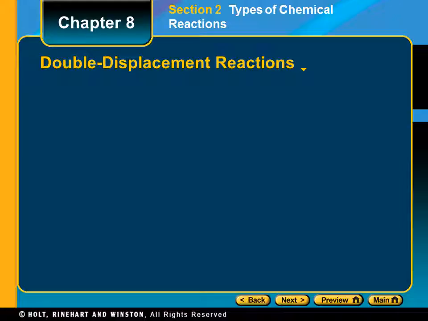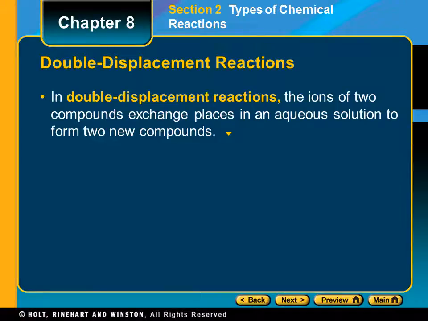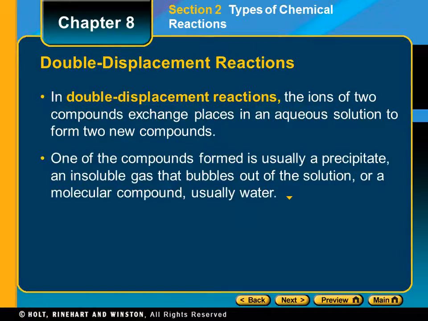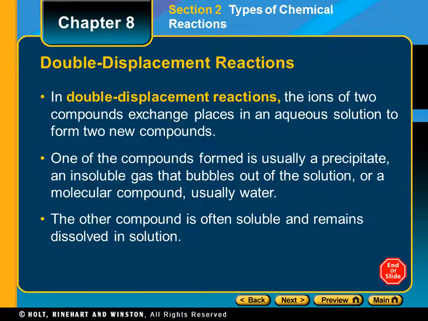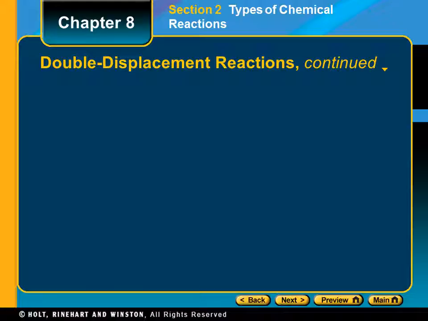Next, we can talk about double displacement reactions. In double displacement reactions, the ions of two compounds exchange places in an aqueous solution to form two new compounds. Usually in double displacement, one of the compounds formed is going to be a precipitate, an insoluble gas that bubbles out of the solution, or a molecular compound, usually water. The other compound is often soluble and remains dissolved in the solution.